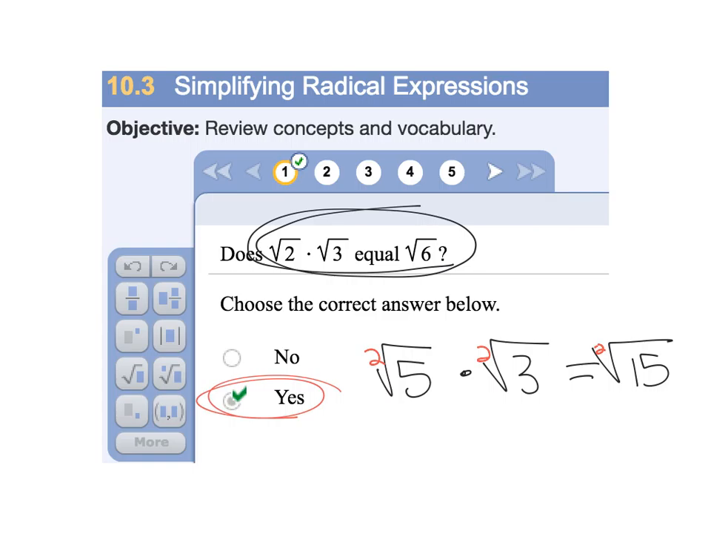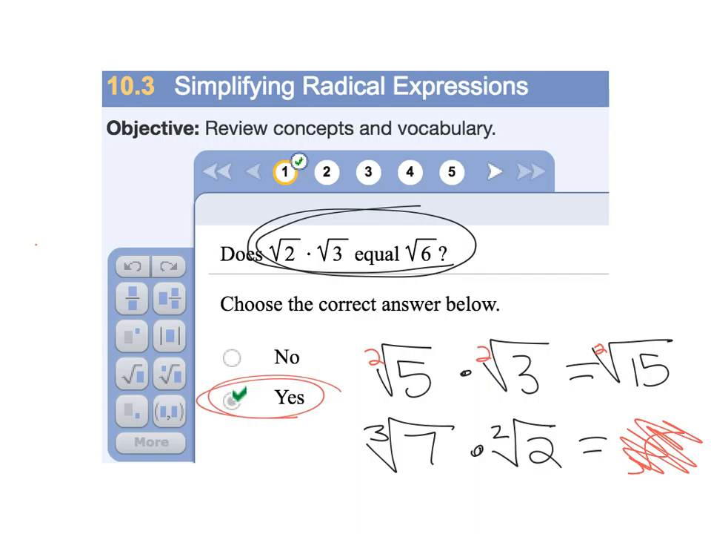Now, if you had the third root of 7 times the second root of 2, you cannot multiply these. You cannot multiply because you need to have the same root. In this case, it was 2. Down here, you cannot multiply them because they're not the same root.